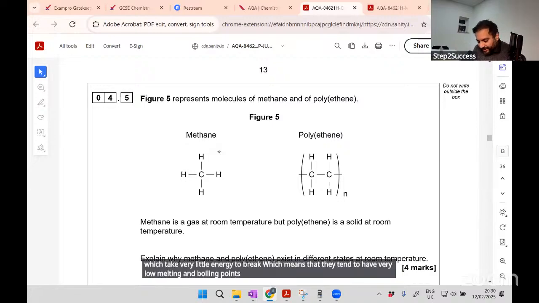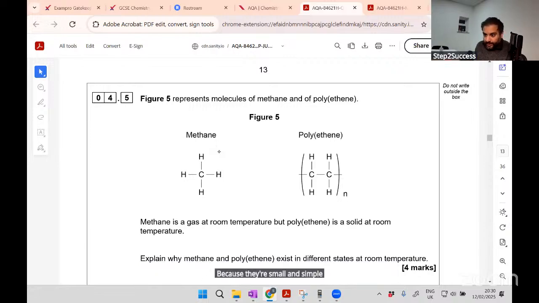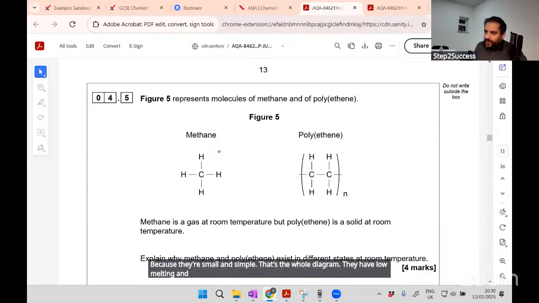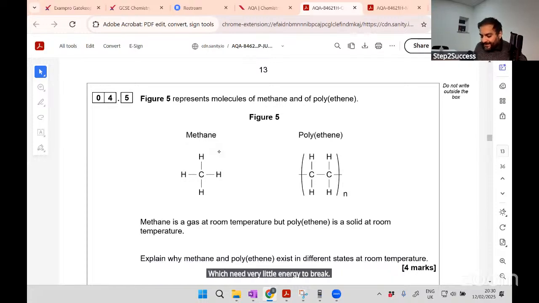These things that are just drawn like this, even the same HCl that I just drew, because they're small and simple, that's the whole diagram. They have low melting and boiling points, and you want to say because of the weak intermolecular forces, which need very little energy to break. That makes them more likely to be liquids and gases at room temperature. In this case, a gas at room temperature.